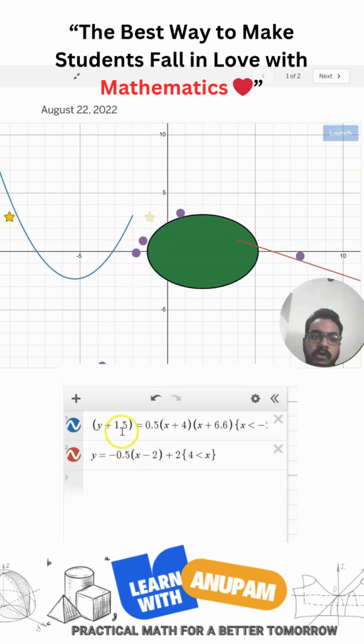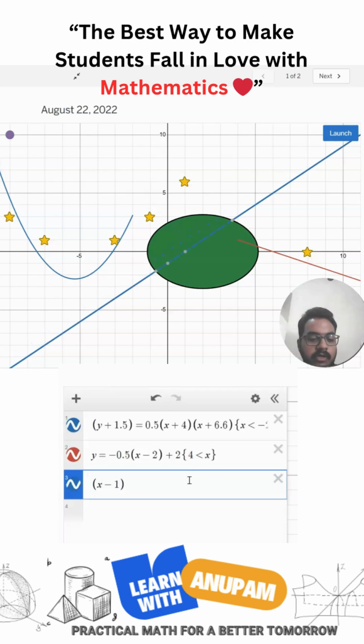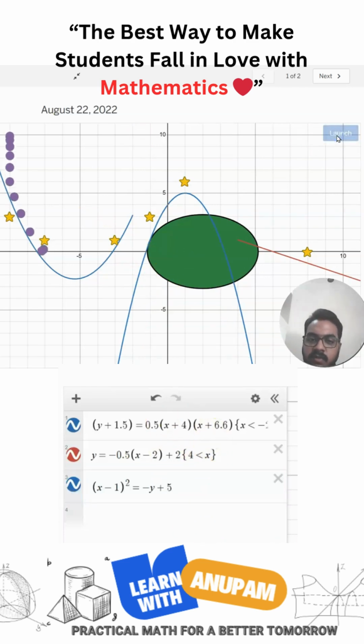So for that, what we can do is, again instead of multiplying with 0.5, to collect this star, if I take some other parabola, a downward parabola, x minus 1 whole square, and equal to, I'm writing minus y. We have to shift it upwards, so plus 5 I'm doing. Correct. Now if I click on launch, let us see what happens. In this case, you see we are able to collect all the stars except this one.